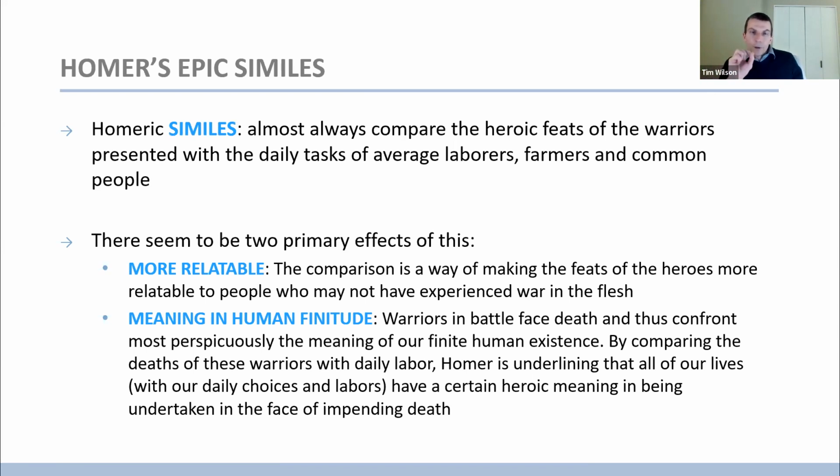And then the other point I want to underscore is that the warriors in battle face death, and in facing death, they're facing human finitude, that we're all going to die. They face it in a very perspicuous, very obvious way. So the simile, by taking that action and comparing it to our everyday lives, reminds us that we're mortal as well, and reminds us that we have to find meaning in our limited existence as well. And in a way, the Homeric similes are reminding us that all of these acts of laboring through that day of banal chores, because it's done in the background of finitude, is heroic.